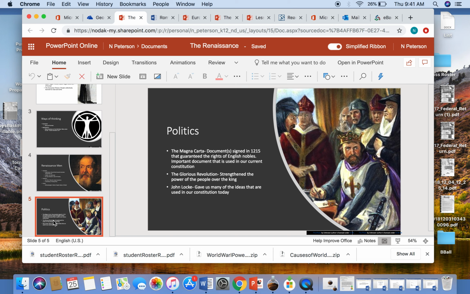The Glorious Revolution strengthened the power of the people over the king. Remember, the king said his power came down from God. People said, no, it didn't. And the people went out. The power comes from the people and not from God. And then John Locke, the reason he's in there is because a lot of ideas in our Constitution today come from John Locke.